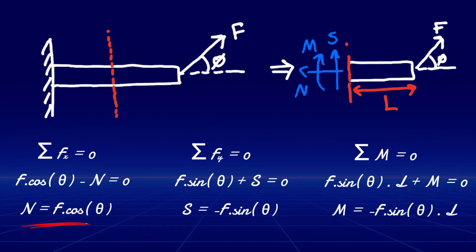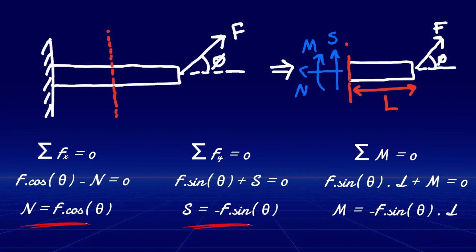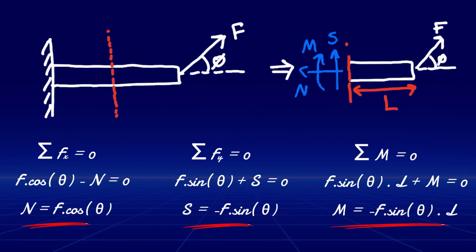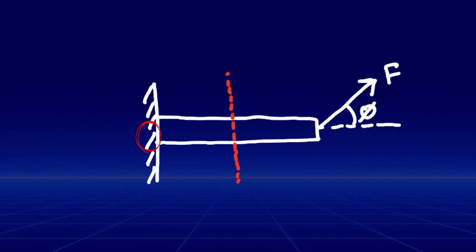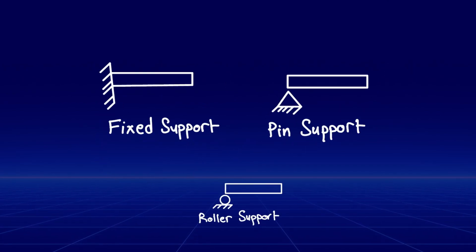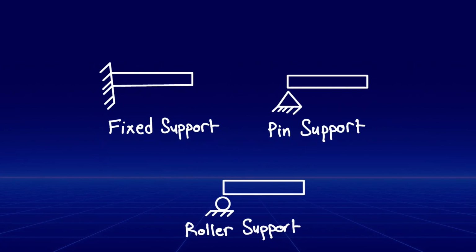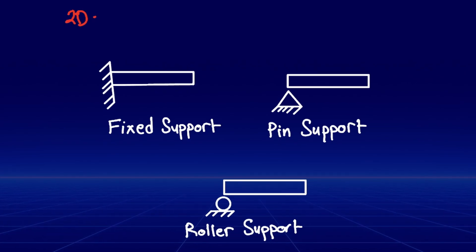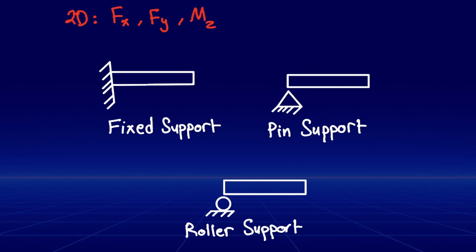The normal force ensures that the beam resists axial loads, the shear force resists sliding, and the bending moment resists bending. Understanding internal forces is crucial, but it's equally important to recognize how structures interact with their supports. The type of end constraints, such as fixed, pin, or roller supports, greatly influence the reaction forces and moments within a system. In 2D statics, we typically consider 3 reaction components, 2 force components, and 1 moment component. Depending on the type of support, different reactions occur.